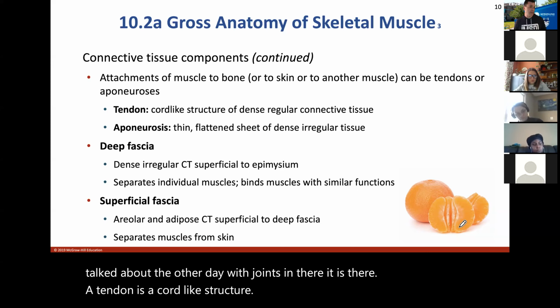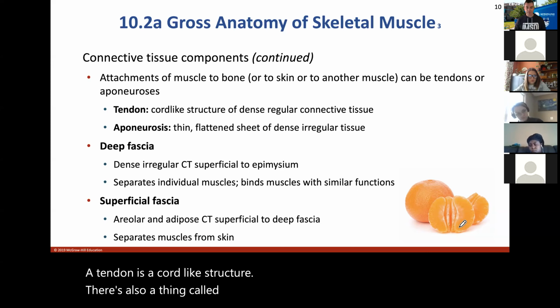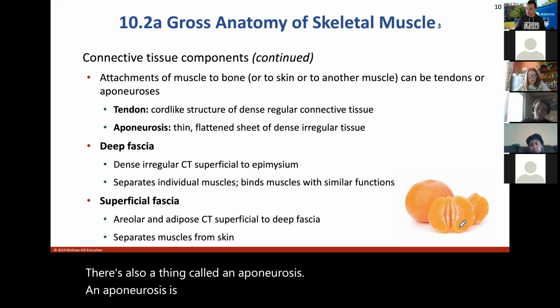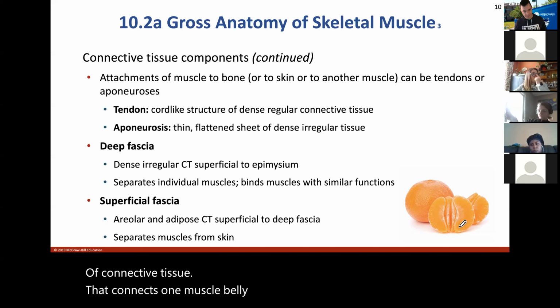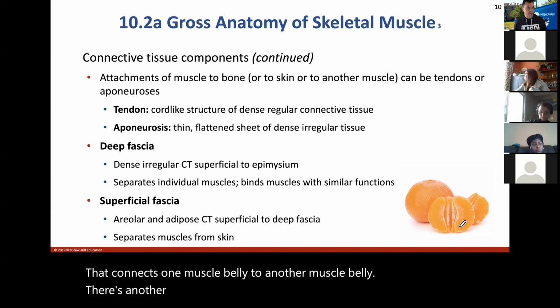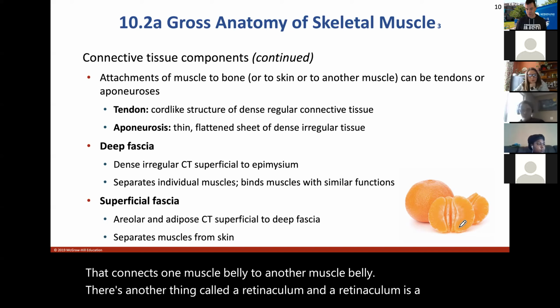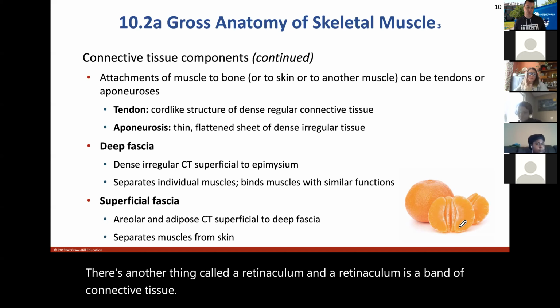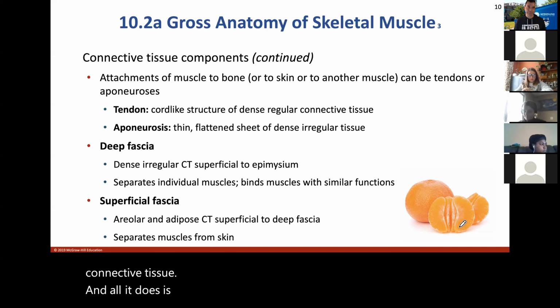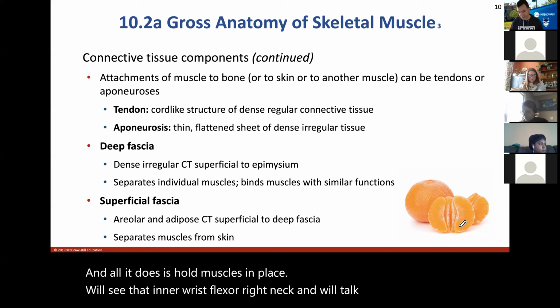There's also a thing called an aponeurosis. An aponeurosis is a thin sheet of connective tissue that connects one muscle belly to another muscle belly. There's another thing called a retinaculum, and a retinaculum is a band of connective tissue. And all it does is hold muscles in place. We'll see that in the wrist. Okay, flexor retinaculum. We'll talk about that more when we look at the nervous system.